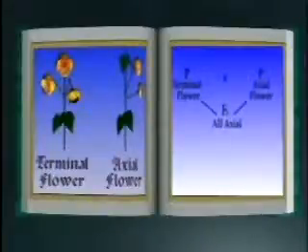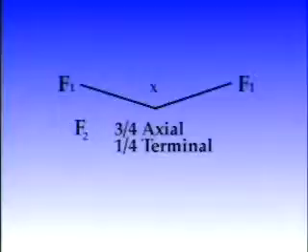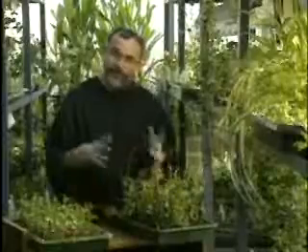All the flowers produced in the F1 or first filial generation had axial flowers. I wondered where the terminal factor went. I decided to cross the F1 plants. The F1 plants were not true breeding. That is, they did not produce offspring like themselves. Of the plants of the F2 or second filial generation, 3/4 produced axial flowers and 1/4 produced terminal flowers. The factor for terminal flowers had come back.